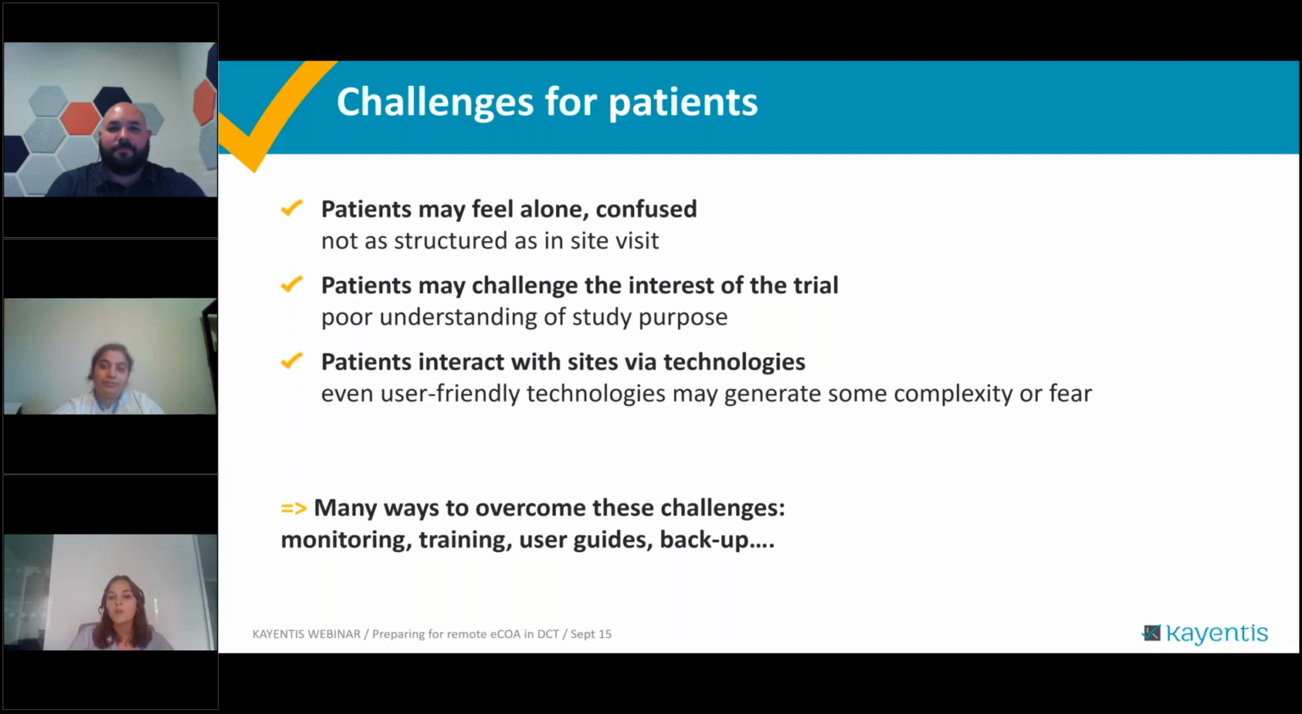And at the end, we also need to think about different backup options. Why? Because if, for example, the main mode of collection is not available or the patient is not confident with it, we will always have the possibility to collect the data in another way.